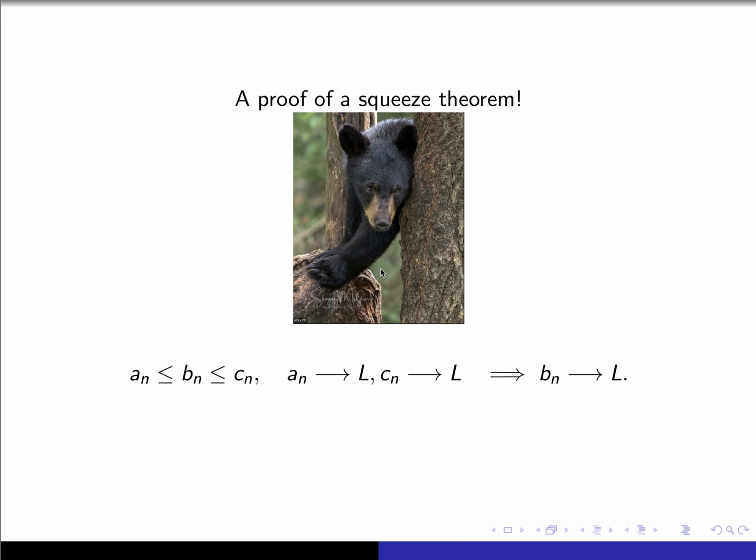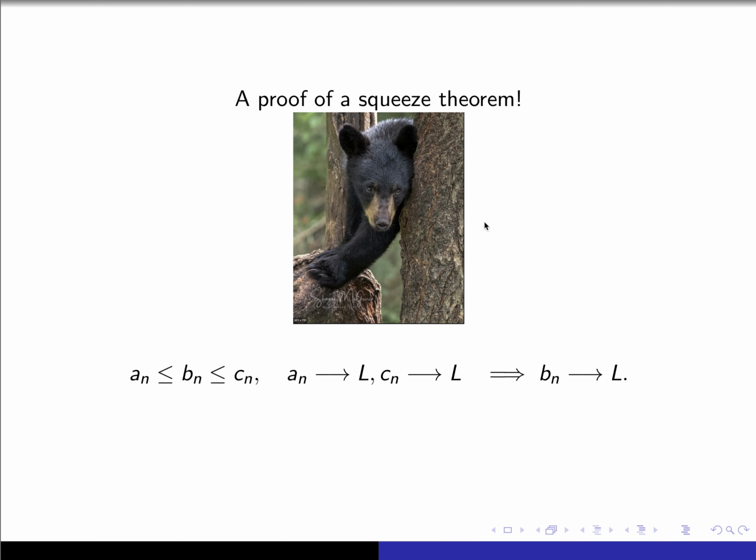And what it says is that if we have three sequences where one is kind of squeezed in between the others, and if the small one and the big one both go to some limit L, then the middle one has to go to that limit L. And I think this feels very reasonable, right? If you're stuck between two trees like this poor black bear, and both trees are approaching a limit of 5, oh, you don't have much choice. You're going to go to 5 as well.